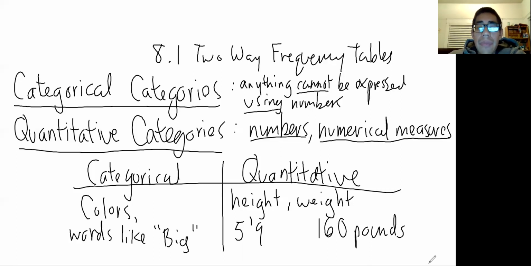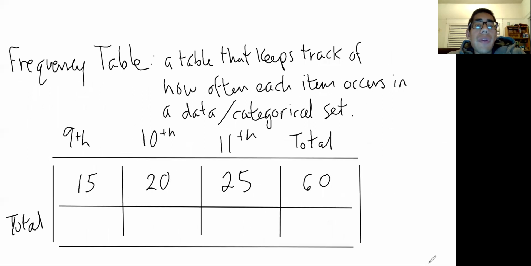Okay, we're going to move on to the frequency tables, right? A table that keeps track of how often each item occurs in the data set. So here I have a makeshift table, right? I have 9th, 10th, 11th grades, and I have totals, right? So in this case, this one is just a regular frequency table. There's only one variable on it.